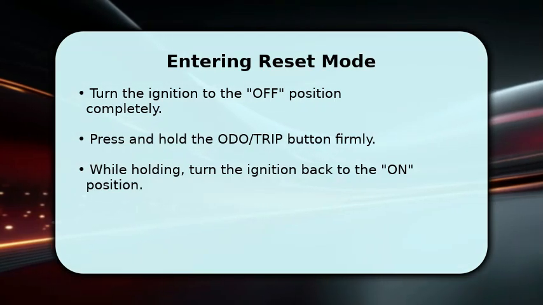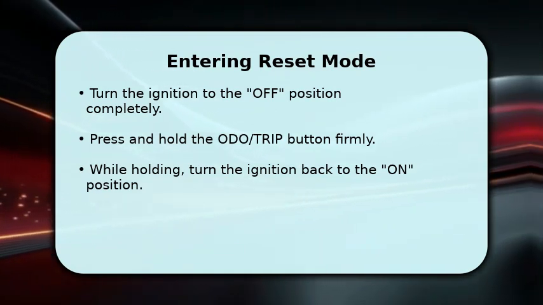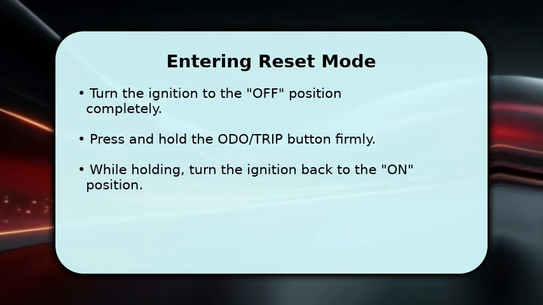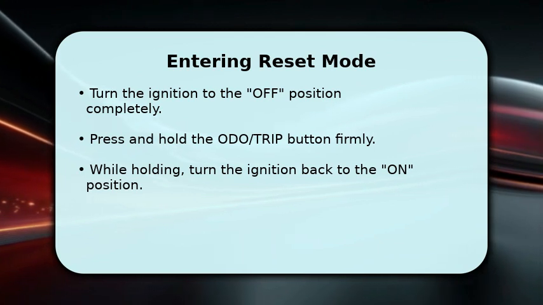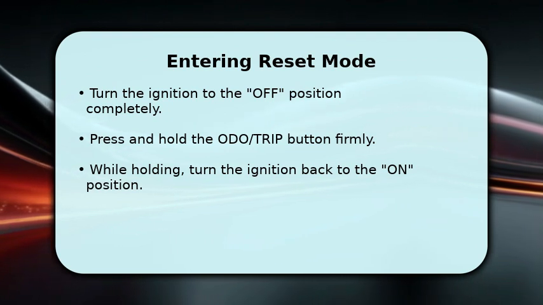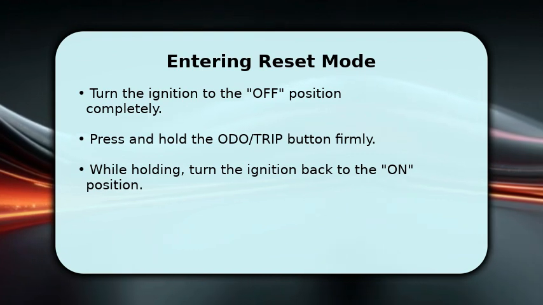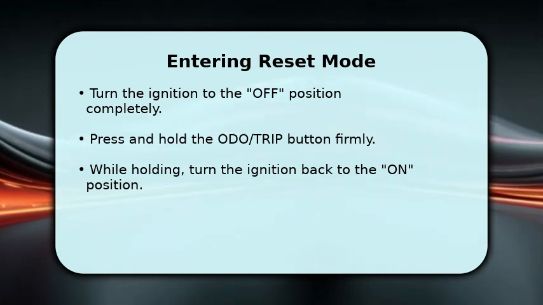Now, let's move on to entering the reset mode. Begin by turning your vehicle's ignition completely to the off position. Once it's off, press and hold the ODO/trip button. Keep this button pressed down firmly. While still holding the ODO/trip button, turn the ignition back to the on position. Do not start the engine, just turn the ignition on.